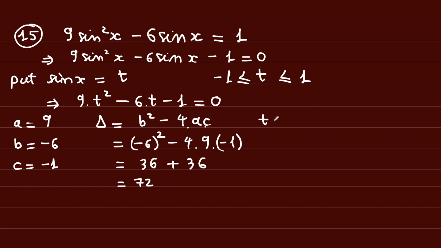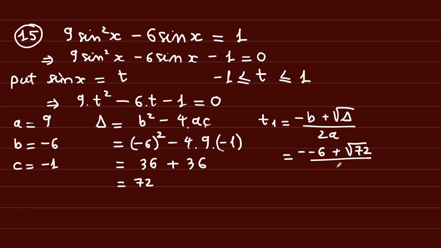So you get two formulas for t. The first t will be minus b plus the square root of the discriminant, divided by 2a. This means minus b equals minus (-6), plus the square root of 72, over 2 times a. Sorry, 2 times a means 2 times 9. This will be 6 plus, because minus times minus equals plus.